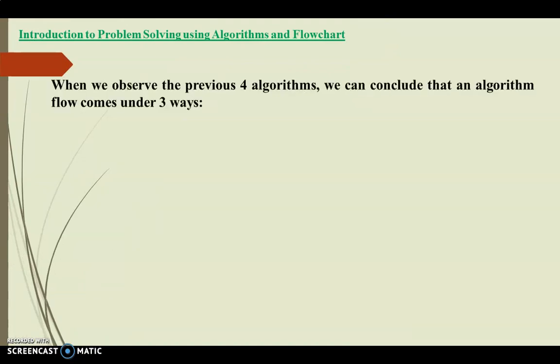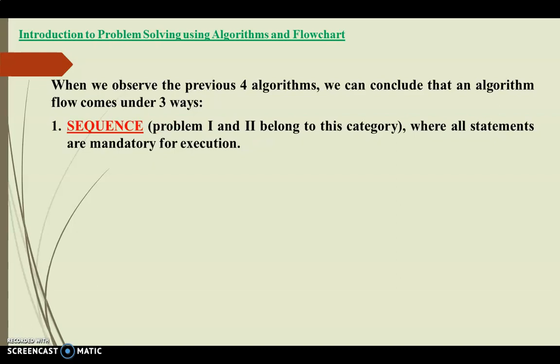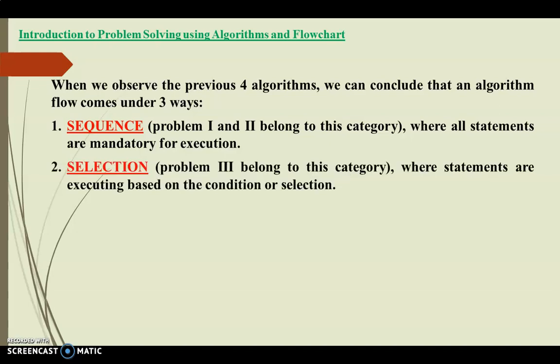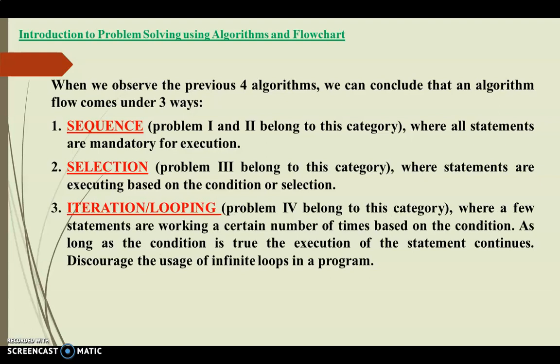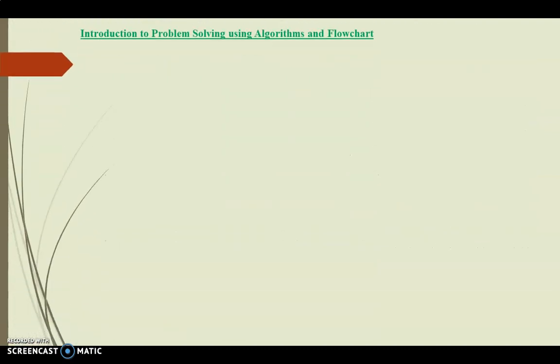See, we are just concluding the earlier ones. There are the previous 4 algorithms. We can conclude that algorithms come under 3 ways. One is sequence. We have discussed problems 1 and 2. Selection, problem 3, because some statements are not working, some statements are working. Sequence means all instructions are working from start to end, right? No statements are exempted. Iteration, we already discussed in problem 4, finding the sum of 4 numbers. So a repetition of statements, that is looping operations, right?